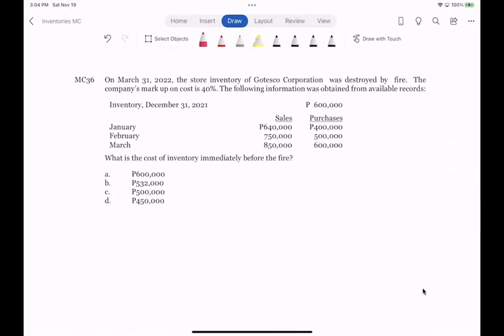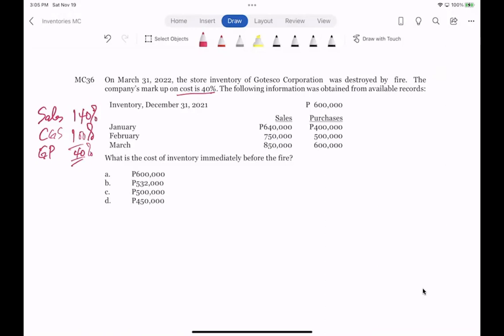Okay, we proceed to MC36. The question is, what is the cost of inventory immediately before the fire? On March 31, 2022, the store inventory of Gotesco Corporation was destroyed by fire. The company's markup on cost. Please take note that the markup is on cost. Therefore, sales minus cost of goods sold is your markup. So that is your gross profit. This is 40%, but that is based on cost, and therefore sales must be 140%.